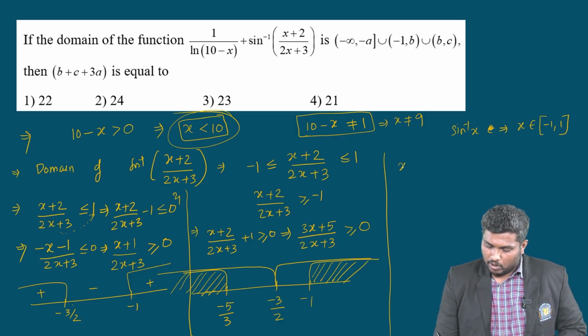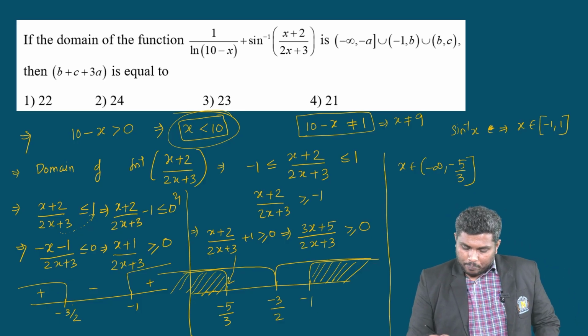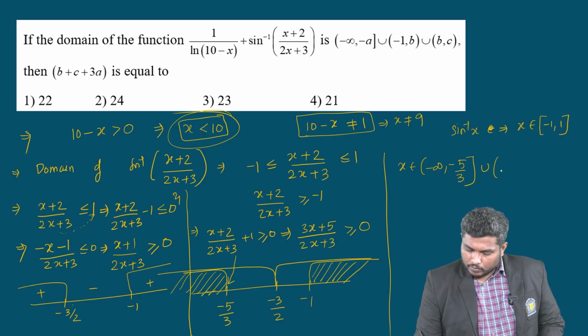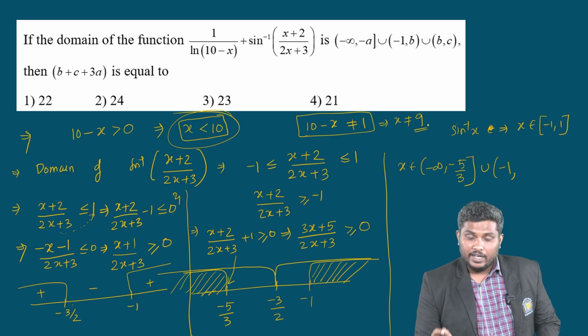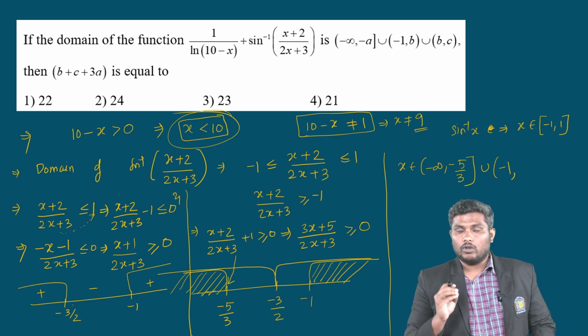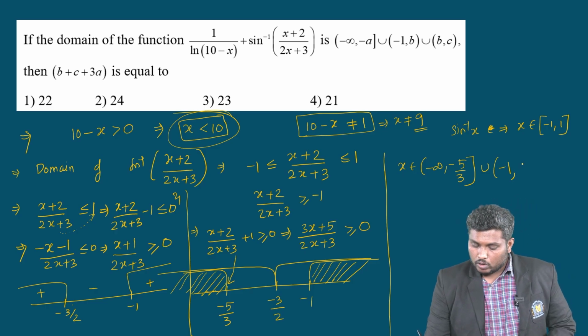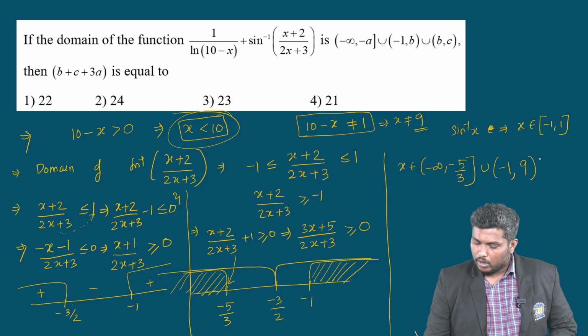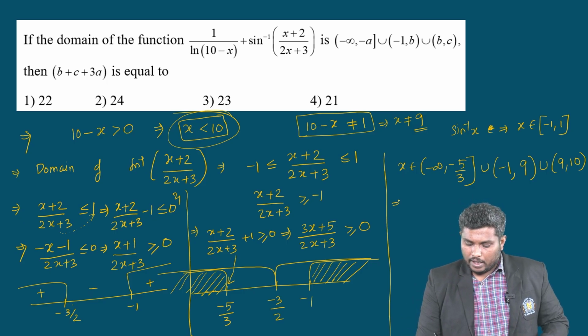What you're going to get is x belongs to (-∞, -5/3] in the first case. You can clearly see we can come up to this value, and then union from -1 to 10, but because of the 9 in between, there is a 9 in between. If you don't take care of that, there is a chance that you might not get the answer properly. So (-1, 9) open interval union (9, 10). This should be your final answer.